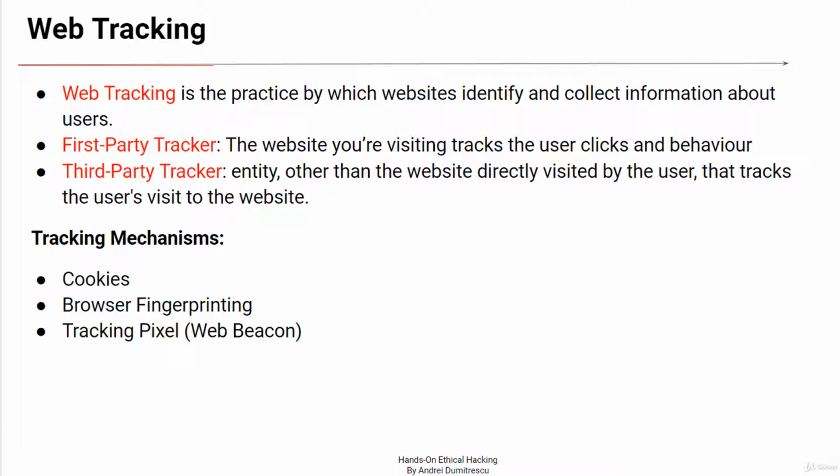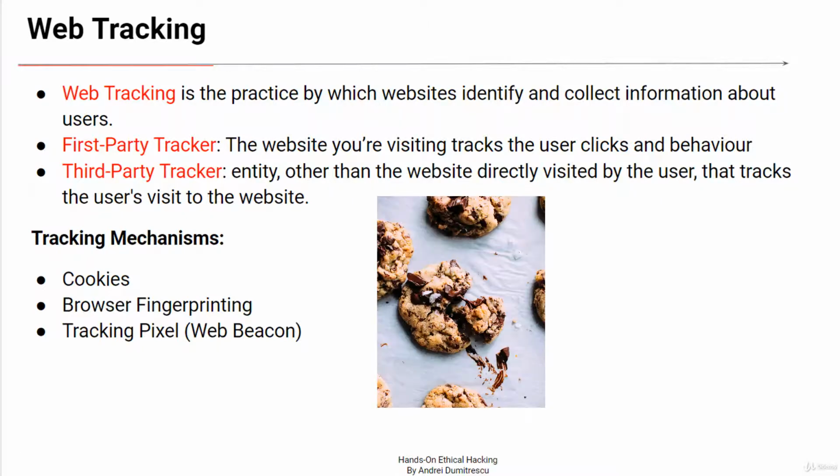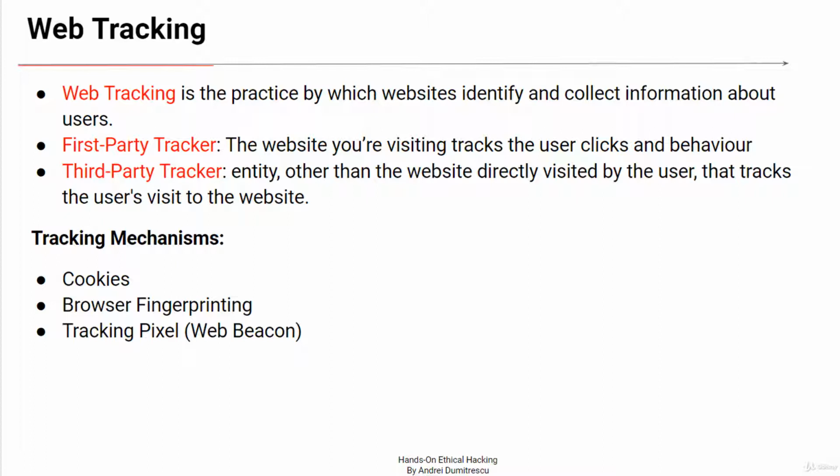The most commonly used ways to track a user are by using cookies, browser fingerprinting, and invisible pixels or beacons. Let's take them one by one. A cookie is a small text file saved locally on your machine in your browser storage by a web server. When you visit a website for the first time, a cookie file with a unique identifier is stored on your computer.